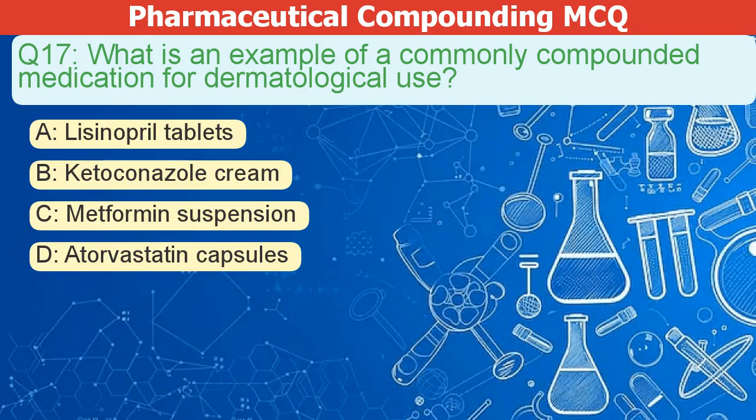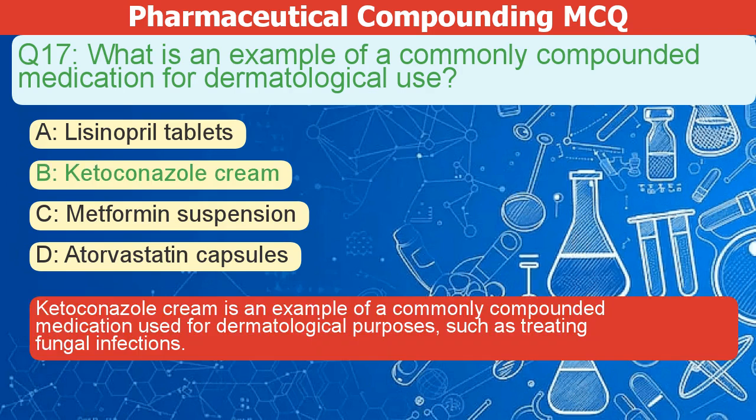What is an example of a commonly compounded medication for dermatological use? A. Lisinopril tablets. B. Ketoconazole cream. C. Metformin suspension. D. Atorvastatin capsules. The correct answer is B. Ketoconazole cream is an example of a commonly compounded medication used for dermatological purposes, such as treating fungal infections.